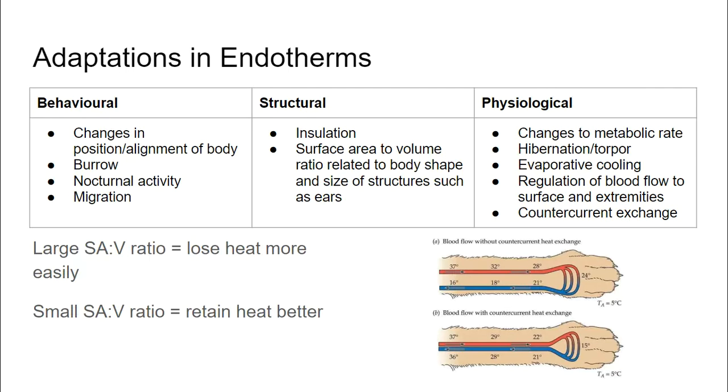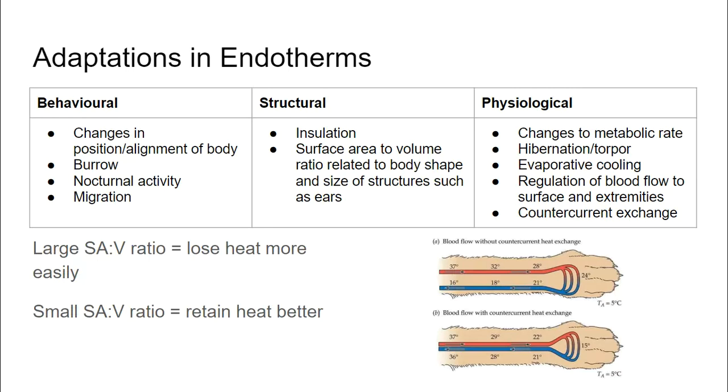When we look at the way endotherms regulate their body temperature, we can have adaptations in each of those different categories. In some behavioral changes, they're going to change their position or their alignment. They may burrow, they may demonstrate nocturnal activity, or they may migrate to help regulate their body temperature.